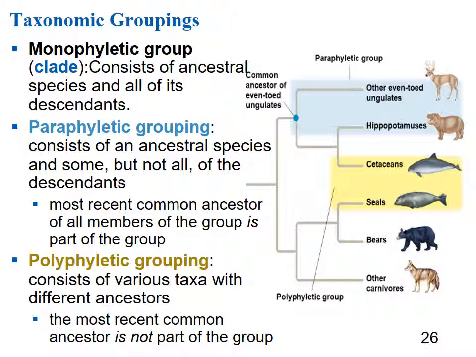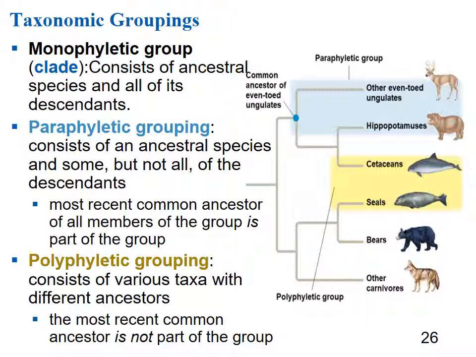For example, a monophyletic group would be everyone in this picture: the even-toed ungulates, the hippo, whales, seals, bears, other carnivores. That would be a monophyletic grouping. Or if we did seals, bears, and other carnivores, that would be a monophyletic grouping or a clade. Or if we just did seals and bears, that would be a monophyletic grouping or a clade as well. A paraphyletic grouping consists of an ancestral species and some of the descendants, but not all of the descendants. So in this one, they left the whales off.